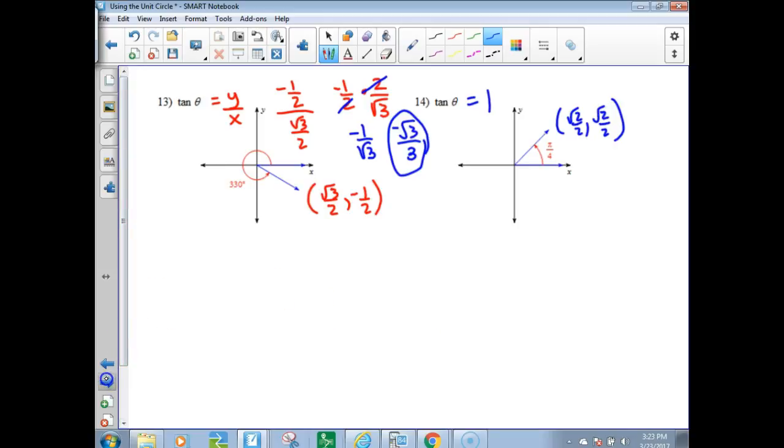Okay, how are we doing? You're going to look on your unit circle, find the point, and decide whether you're doing cosine, sine, or tangent, or whatever it is. You can get any of them off this now.